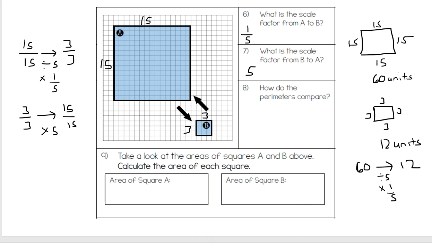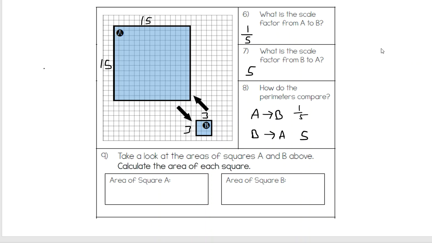So the perimeter of shape B is 1/5. So to go from A to B, we know that that is 1/5 for the perimeters. And then to go from B to A, we can see that we had to times by 5. So from B to A, we would times by 5. Now let's go ahead and look at the areas.